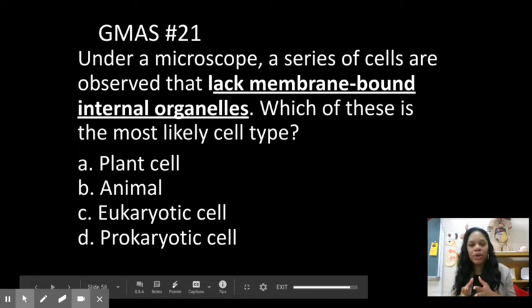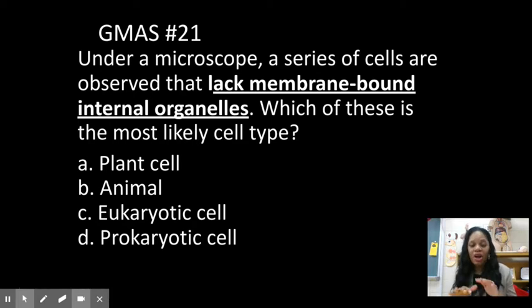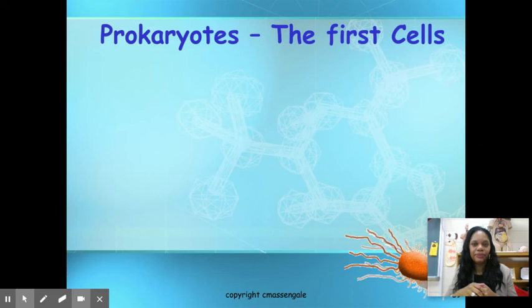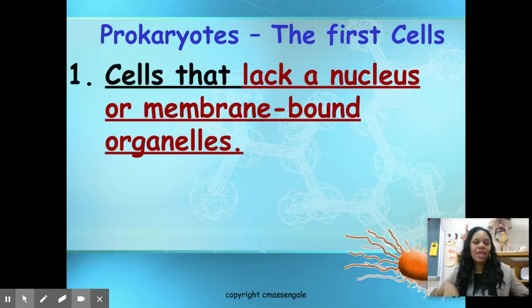There's also something I want you to write in your notes: all bacteria are prokaryotic. All bacteria on the earth are going to be prokaryotic. All right, so prokaryotic cells. Pro means before, so these are your first cells. And kary means nucleus, so before there was a nucleus. That's really what prokaryote means: before there was a nucleus.